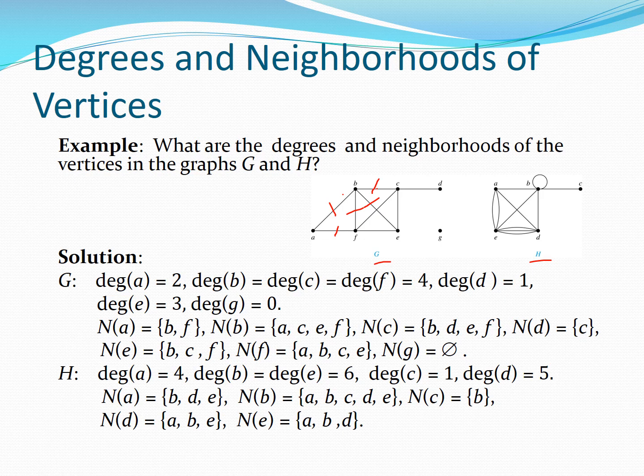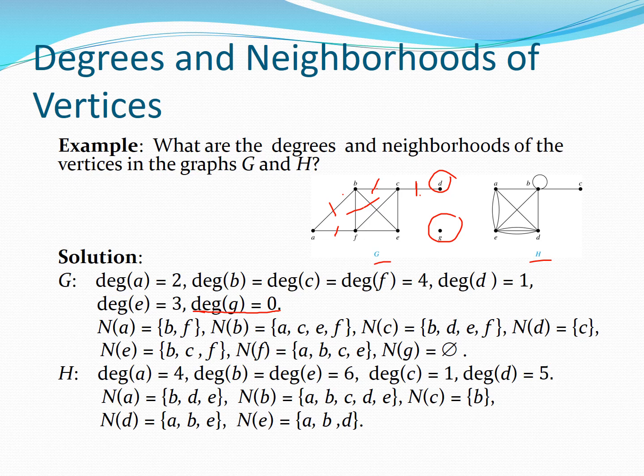Degree of F is also 4. There are 4 edges connected to F, right? The degree of D is going to be 1. There is just a single edge connected to D. Now, an important thing to notice here is G is a vertex in the graph, but it is not connected to the rest of the graph, right? So the degree of G is going to be 0 in this case.